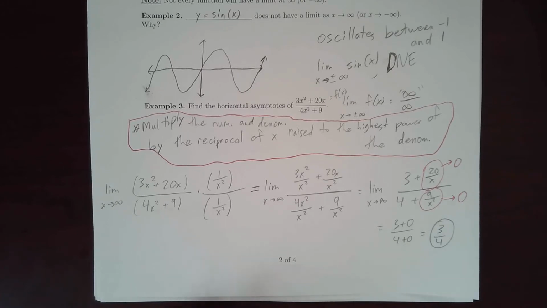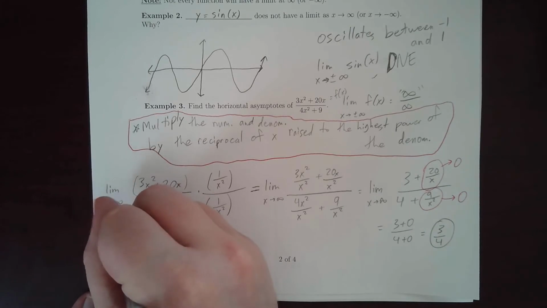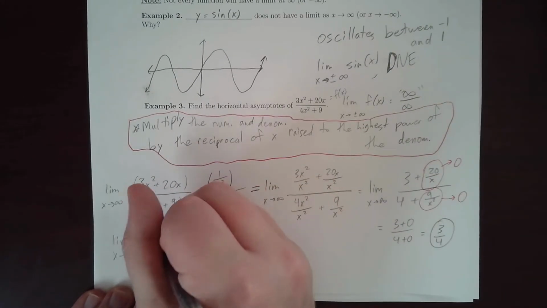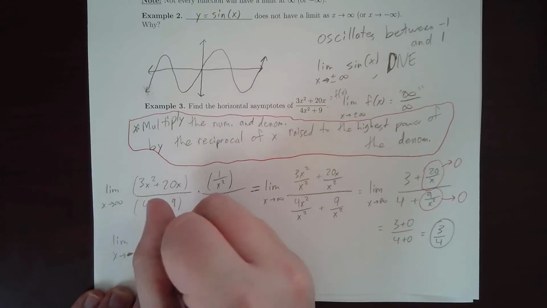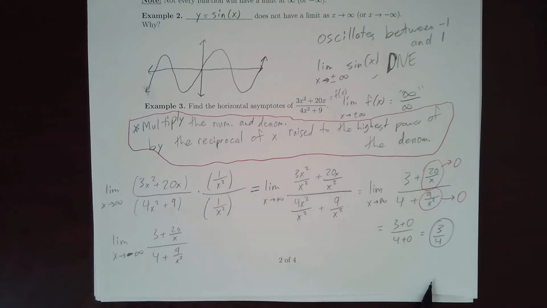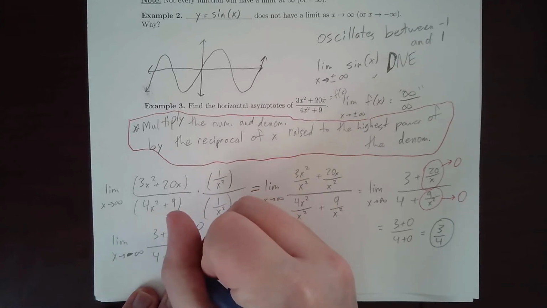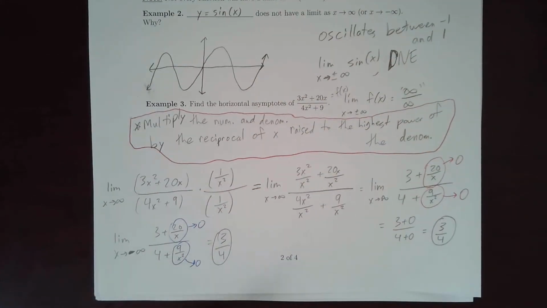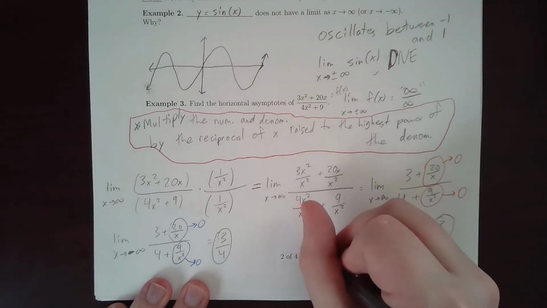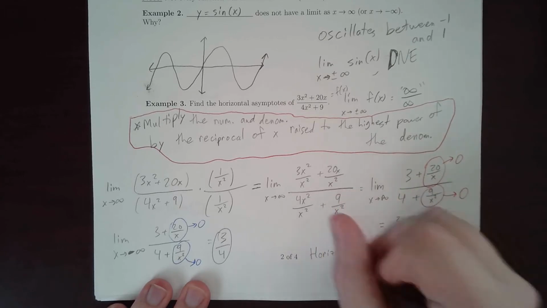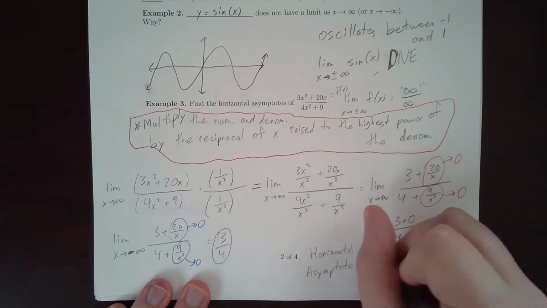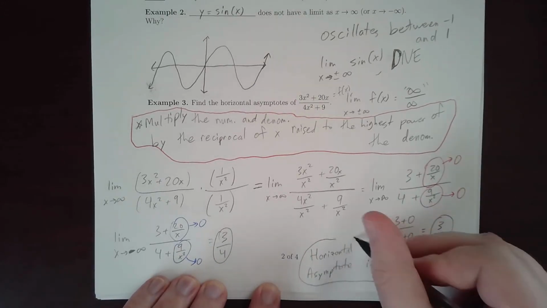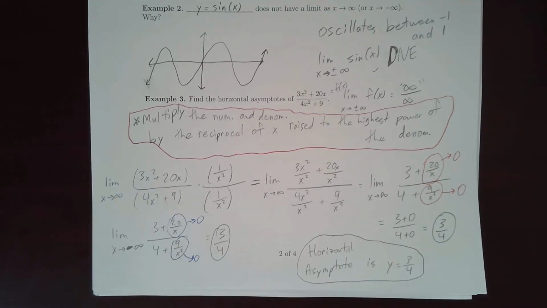Now notice that if we go ahead and try to find the limit as x approaches negative infinity of this same function, we'll get to this point again as well. So we'll have 3 plus 20 over x over 4 plus 9 over x squared. And again, when we do this, this will go to 0, this will go to 0, and we'll again be left with 3/4. So we only have one horizontal asymptote. Our horizontal asymptote is y equals 3 over 4. That would be the one horizontal asymptote that we have for this problem.